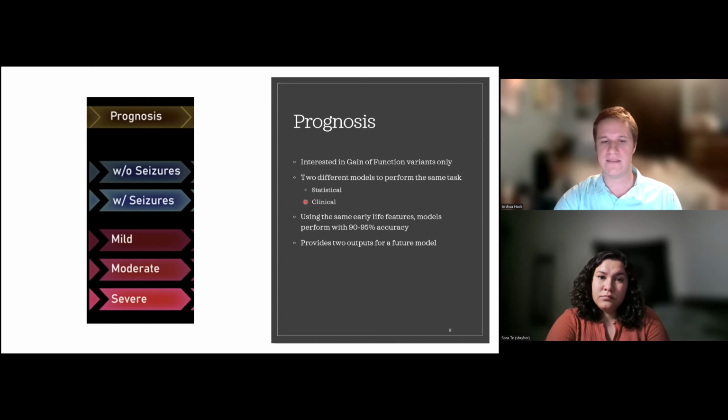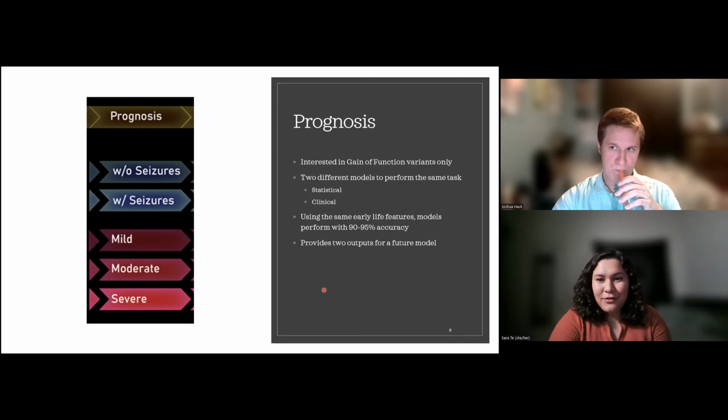into the methods. And so these 2 models were able to perform with 90 to 95% accuracy using the same early life features. And by using both models rather than just limiting to one, these both provide an output for a future use so that we can have both the previous clinical knowledge as well as the limited bias through the statistical approach in our end goal of being able to determine the optimal treatment for an individual.